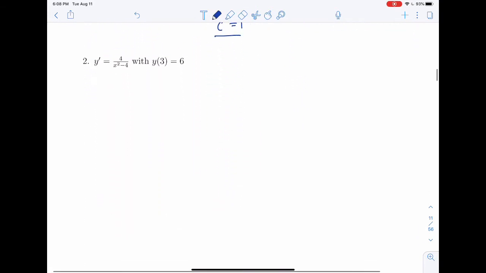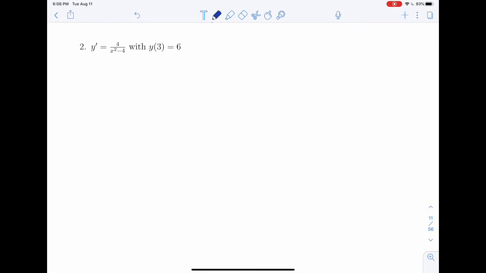Oh, problem 2. Problem 2 is y prime equals 4 over x squared minus 4 with y of 3 equals 6. So that means that y is the integral of 4 over x squared minus 4. All right, how do we do this here? Well, there is going to be a formula for this one, but I think the best way to go about this one is to do some integration by parts.